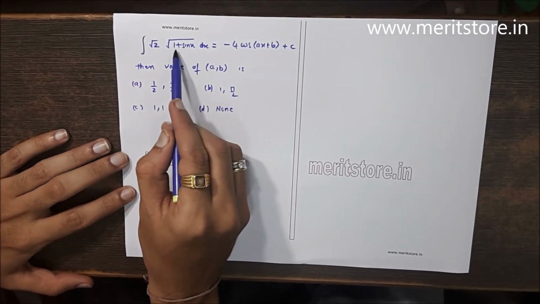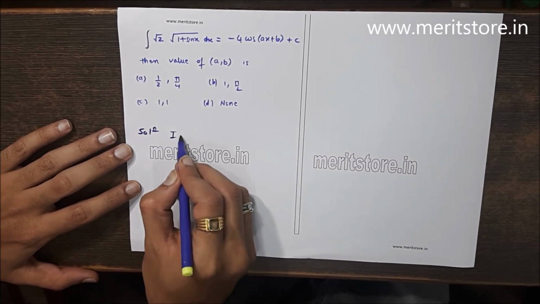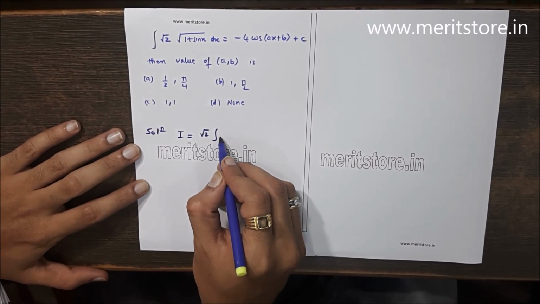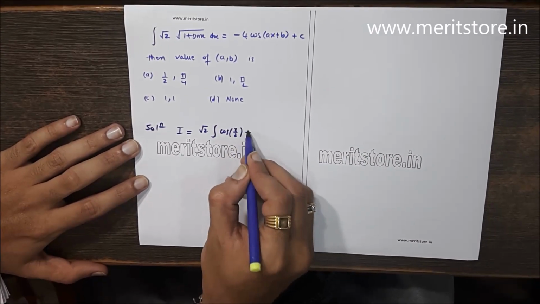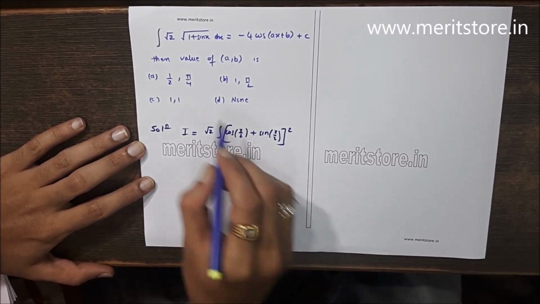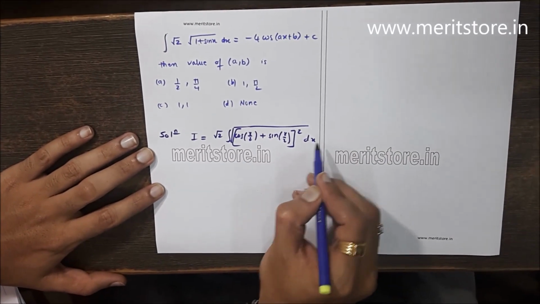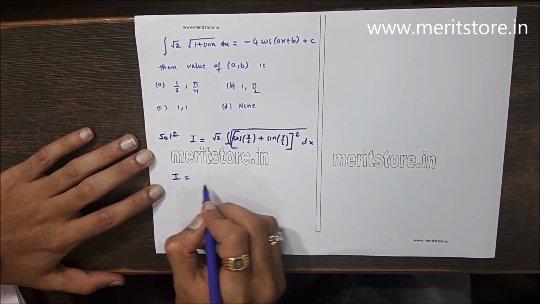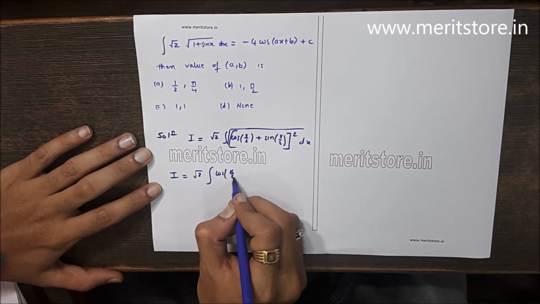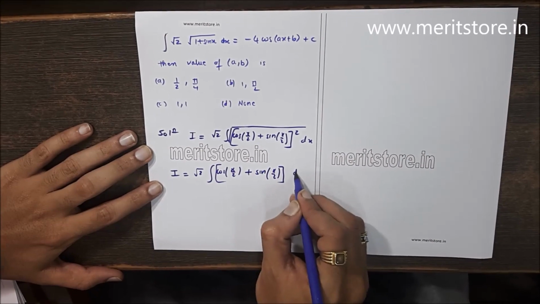We'll apply the half angle formulas for 1 plus sin x. The integral will convert to root 2 integral of root of cos of x by 2 plus sine of x by 2 the whole square. This is the formula for 1 plus sin x, and please note this is whole under the root dx. Square and the root will cancel off. The integral will convert to root 2 integral of cos x by 2 plus sine x by 2 dx.